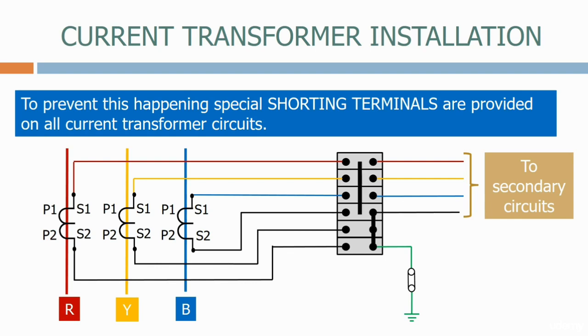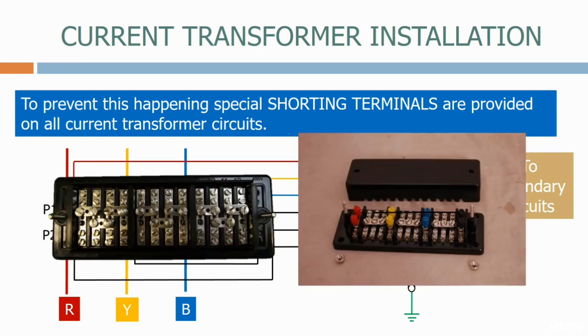The terminals have an inbuilt shorting link across the red, yellow, blue and neutral wires. If we need to do any work on the secondary circuits, this link can be pushed across, shorting the CTs. Here's some examples of the types of terminals available.